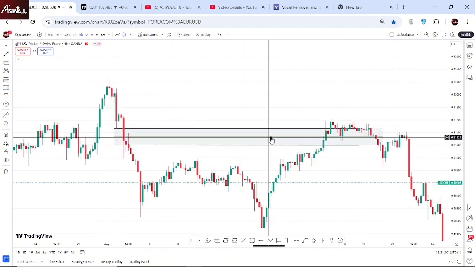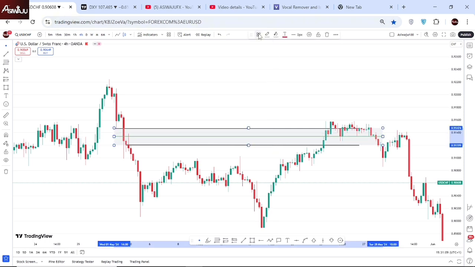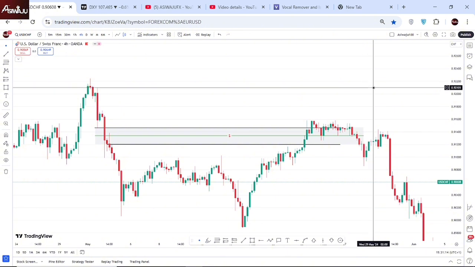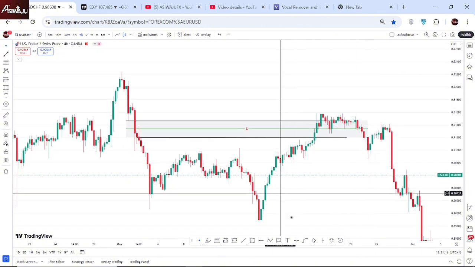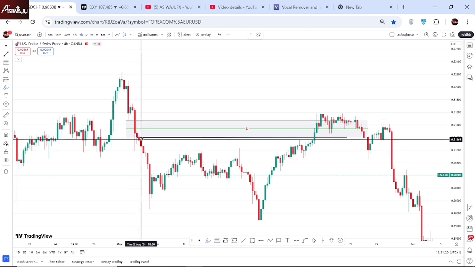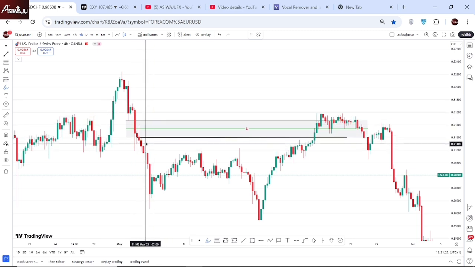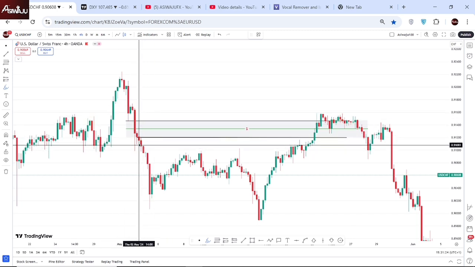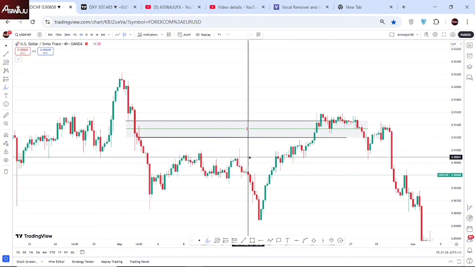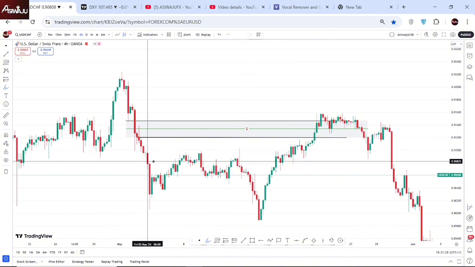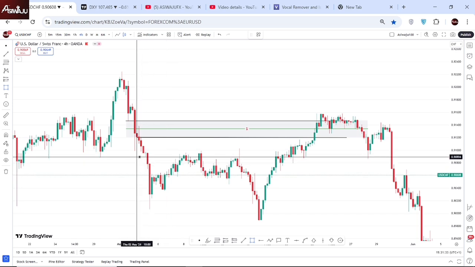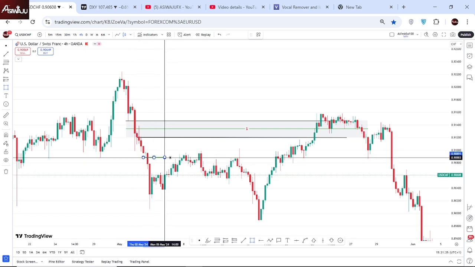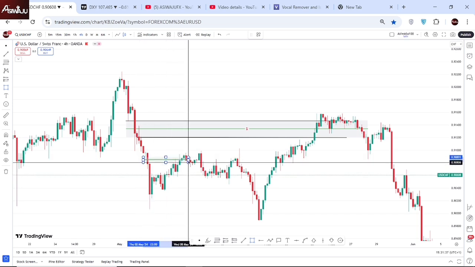So this is our imbalance. Now when you look at this very well, you see that immediately price went down at this point. After creating this imbalance, price went down here, and you can even see at this point, we even have price creating an imbalance here also. Now let me see, from the low of this candle to here, we have another imbalance.